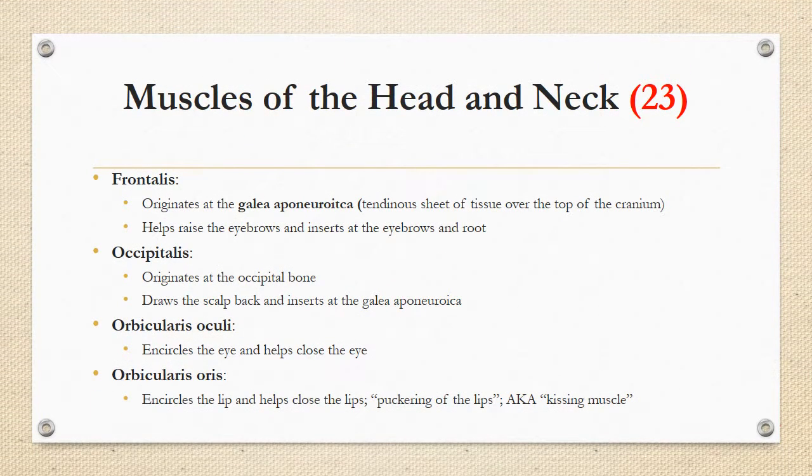Now we'll go to the orbicularis oculi. It encircles the eye and helps close the eye. The orbicularis oris encircles the lip and helps close the lip. You'll know this as the puckering of the lips or the kissing muscle.